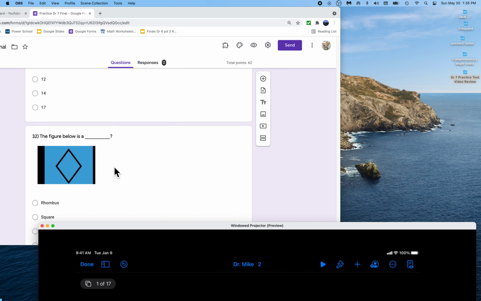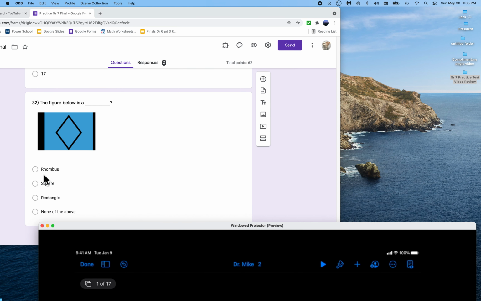Last one, the figure below. Folks, this is a rhombus. Remember, the word rhombare in Latin means to spin. This thing wants to spin like a dreidel. It has all 4 sides equal. Looks like a diamond. That's a rhombus.